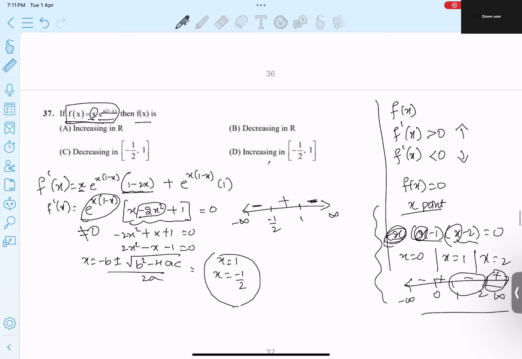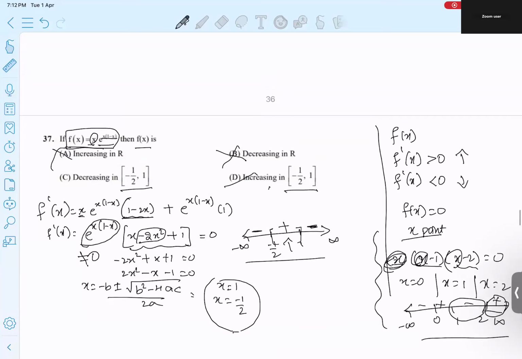So what we have got? It is increasing throughout the real numbers, which is wrong, it is decreasing throughout the real values, which is also wrong, decreasing or increasing in this interval. So in this interval, we have got it as an increasing function. So option D is the right answer. Okay, moving on to the next question.